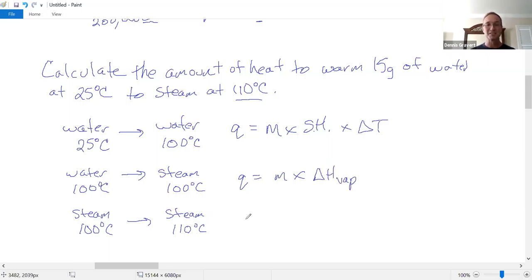That's the equation we'll use. And then what about this one? You've got hot steam becoming hotter steam. No phase change, gas to gas. Instead, the temperature is changing. So we need the top equation yet again, but we're going to use a different conversion factor, the specific heat of steam. Here we're using the specific heat of liquid water.